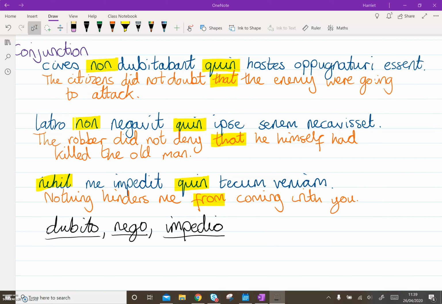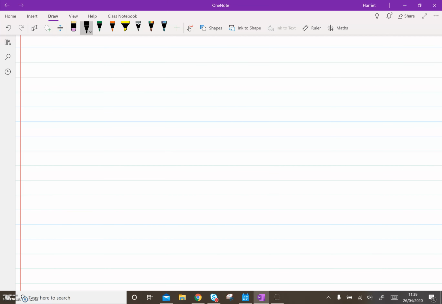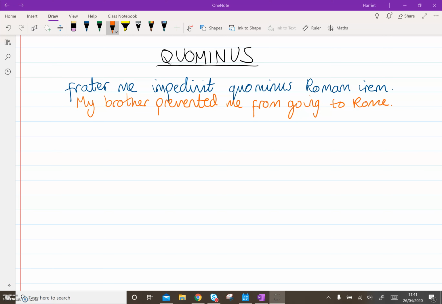Okay, the next one that we are going to meet, which has similarities to quin, is quominus. So, a new set of notes on this little guy. Here's an example sentence. So you've got your quominus here. Now note that in the main clause, there is no negative here, and this is the key difference between quin and quominus. Quin requires the main clause to be negative, whereas quominus doesn't. But it's translated in a very similar way.